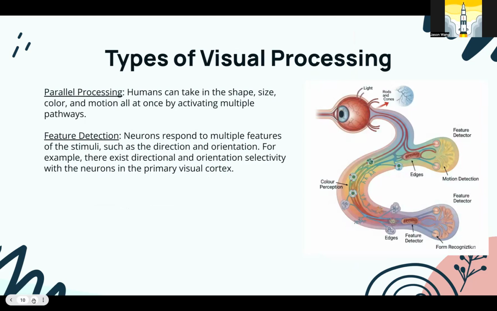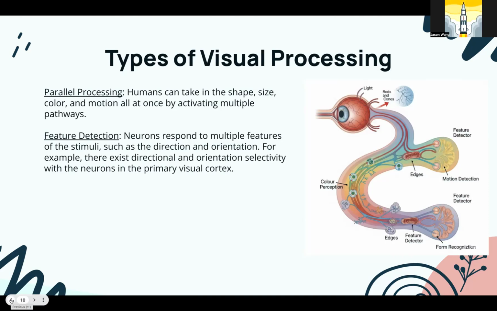So now the last thing I want to look at is types of visual processing. So we process visual information, but how do we do that? And what distinct features are unique in humans? We possess the ability to do parallel processing. This is when we can take in the shape, color, size, and motion of all of the visual representation.